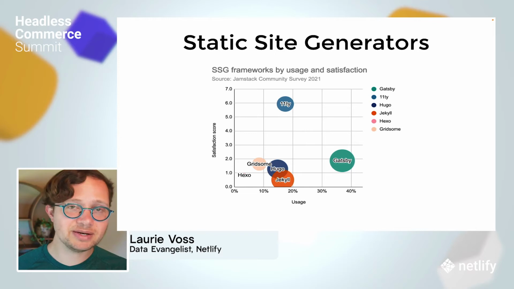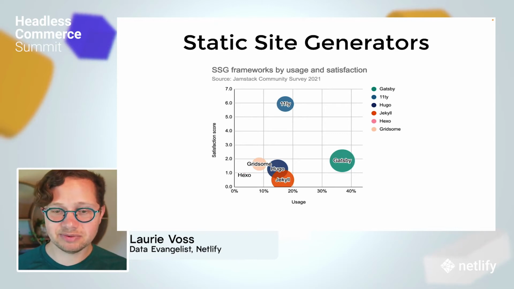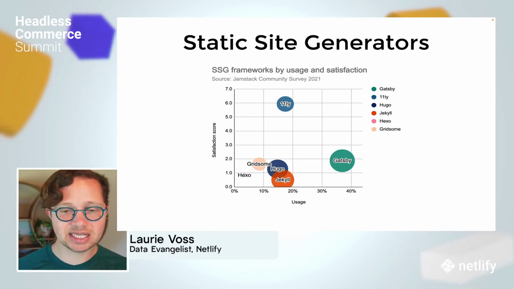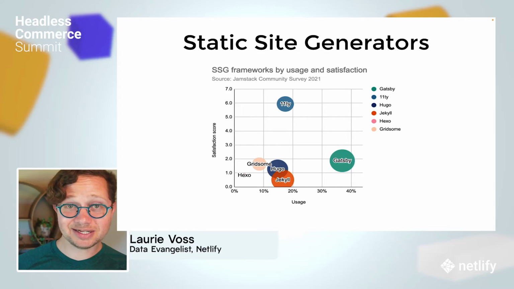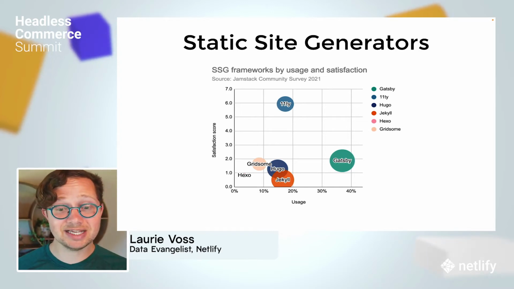In the category of frameworks used for generating static sites, the picture is more complicated. The favorite by usage is Gatsby, but its satisfaction is declining. The favorite by satisfaction is Eleventy, but its usage was, at least in 2021's data, still pretty small. So we're looking forward to seeing how this picture changes in our 2022 dataset.